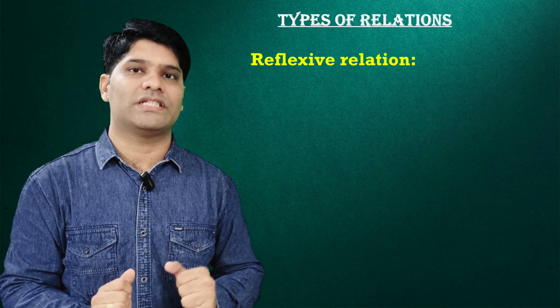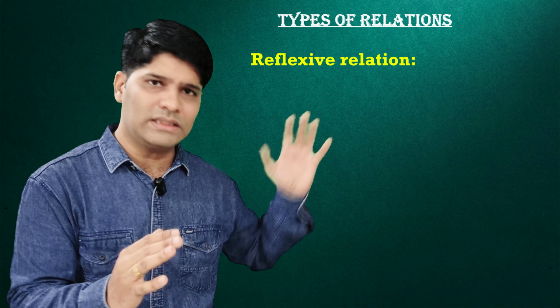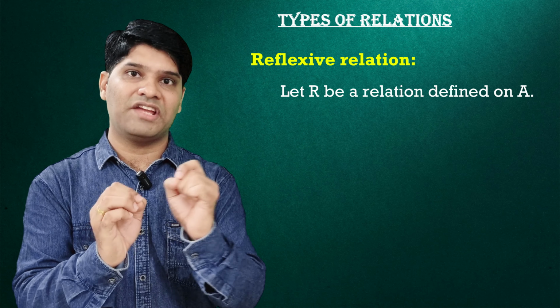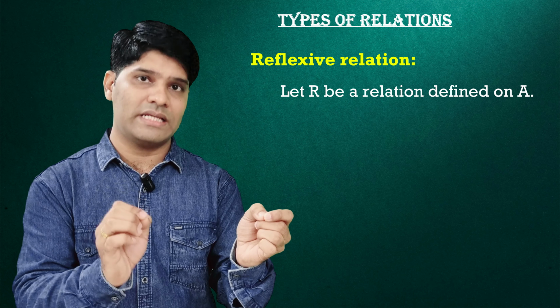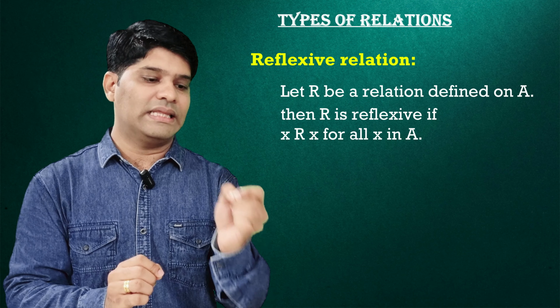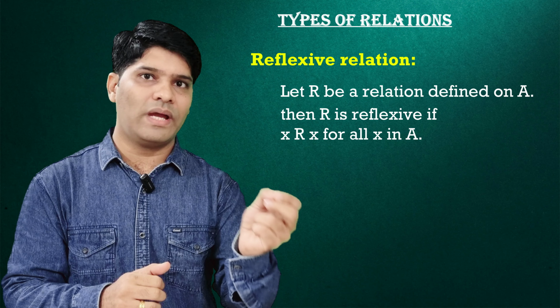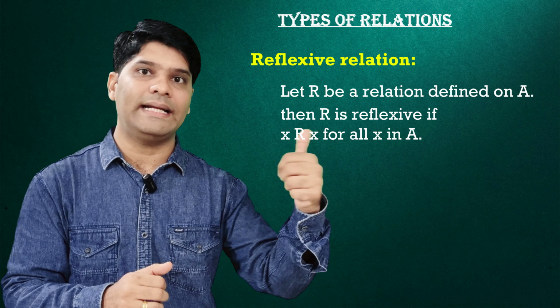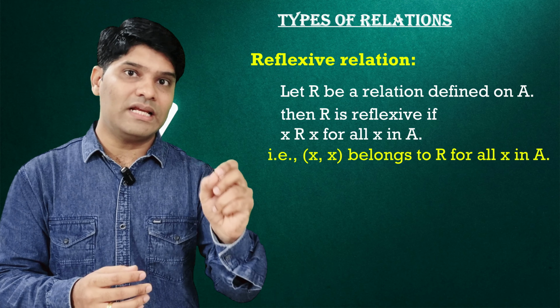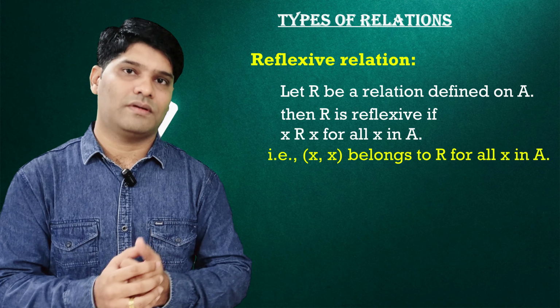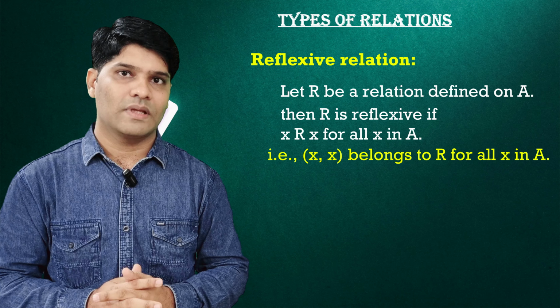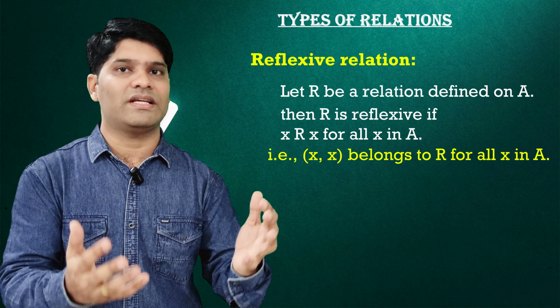Now we will discuss different types of relations. The very first is reflexive relation. The formal definition goes like this. Let R be a relation defined on A. That means R is a subset of A cross A. Then this R is said to be reflexive if X is related to X for all X in your set A. That means all the elements should be related to itself under this relation R. Then we will declare that R is reflexive.